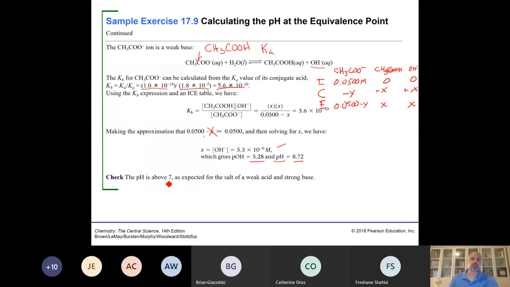And then you just want to confirm, because of the fact that you're working with a weak acid and neutralizing a weak acid at its equivalence point, the pH is going to be above 7, right? So you confirm it is above 7, it's 8.72, which makes sense. Questions on this problem before we do a sample?